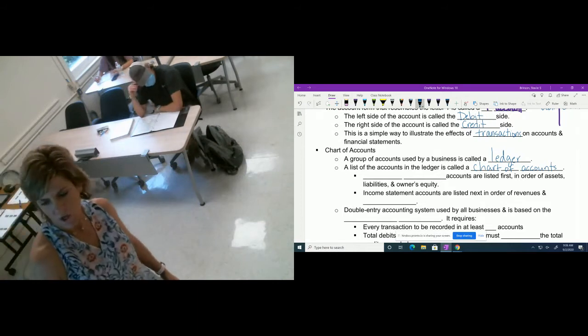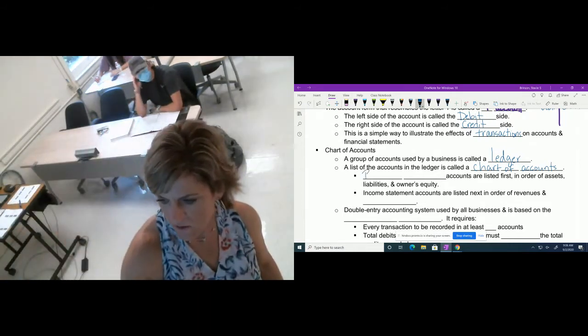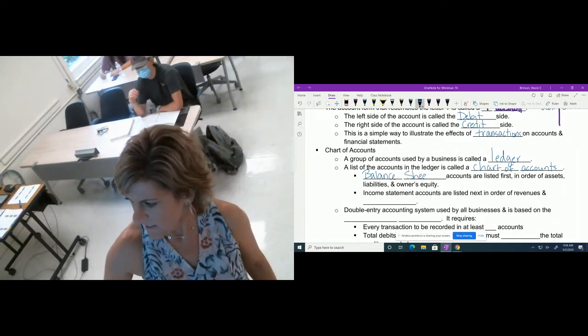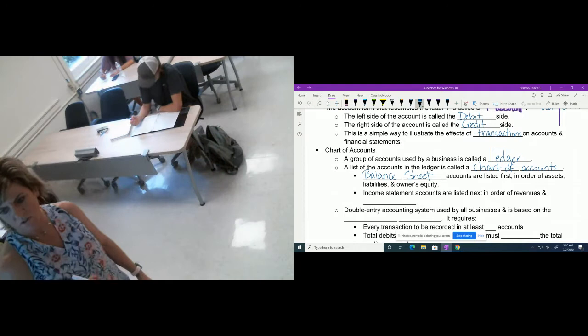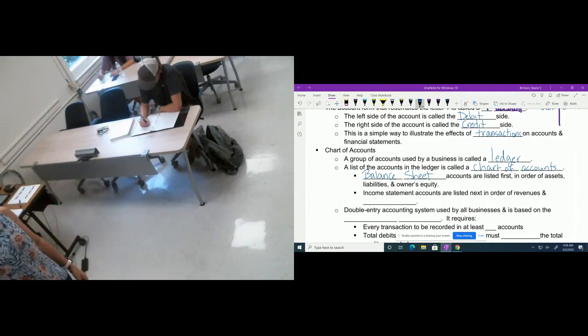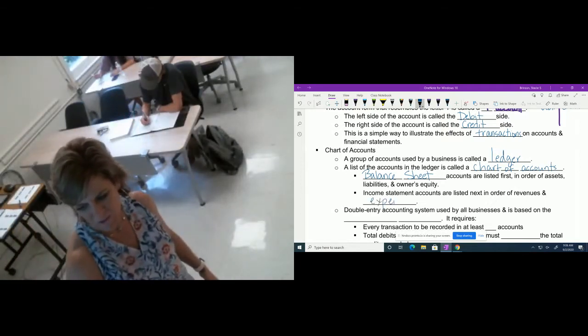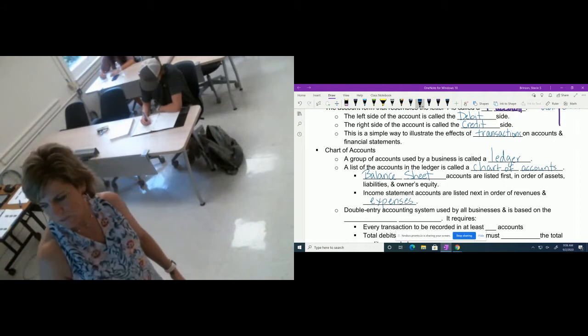Okay, so in what order do the chart of accounts appear? Your balance sheet accounts will always be listed first, but they're going to be listed in order of assets, liabilities, owners' equity. So think about it just in the same order of the balance sheet. That's the order they'll be listed. And then the income statement accounts are listed in order of revenue and expenses. So it's the same order they're listed on the statements.